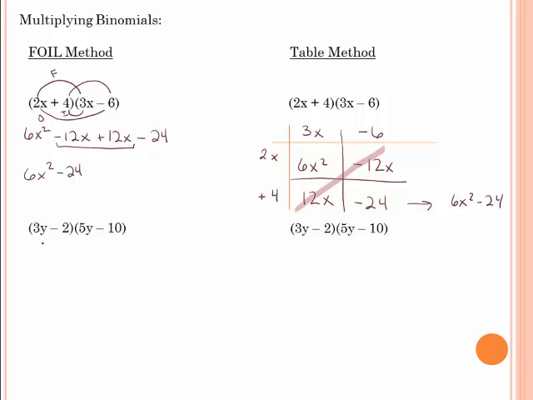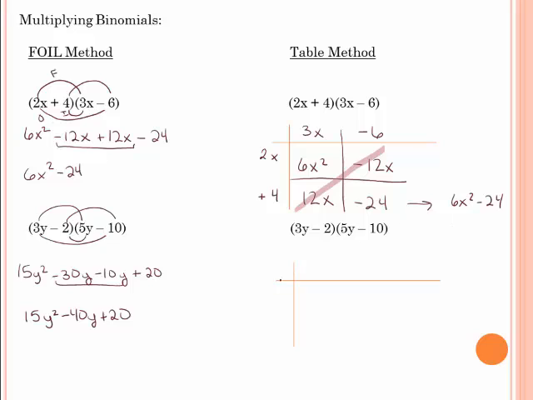Okay, so using the FOIL method, first gives me 15y squared. Outside gives me negative 30y. Inside gives me negative 10y. And last gives me positive 20. Collecting my like terms, I will get 15y squared minus 40y plus 20.